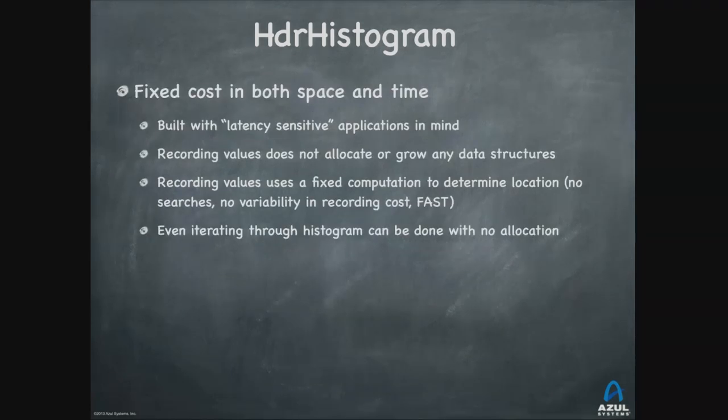It's cool in that it's fixed cost in both time and space. This is a constant size data structure that does not grow, zero allocation. You can log a trillion things into it. It doesn't matter. And it's also constant time in that there's no searches. You just take a number, you do some bit twiddling, increment one cell in memory, and you're done. So it's really fast. On this laptop, I can record 200 million things into an HDR histogram every second. It's cheaper than measuring time. So you can afford to get a time value, you can afford to put it in a histogram.